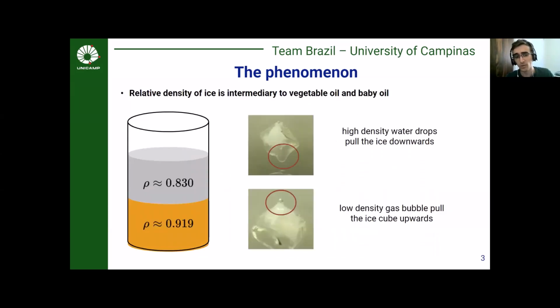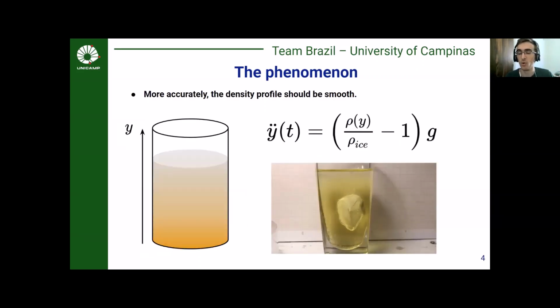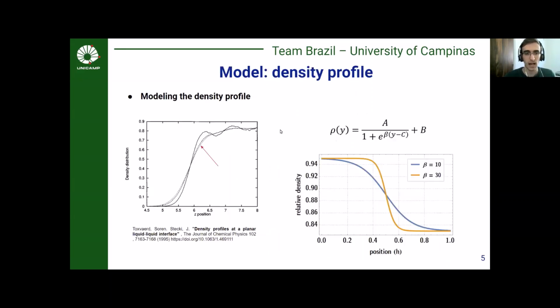Initially, I showed you this distribution of densities, with a higher density on the bottom and a lower density on top. But of course, we need a smoother density profile in order to portray the phenomenon accurately. When we do that, the simple expression compensating the weight and buoyancy will look something like this. So we can write an expression for the time derivative of the vertical position.